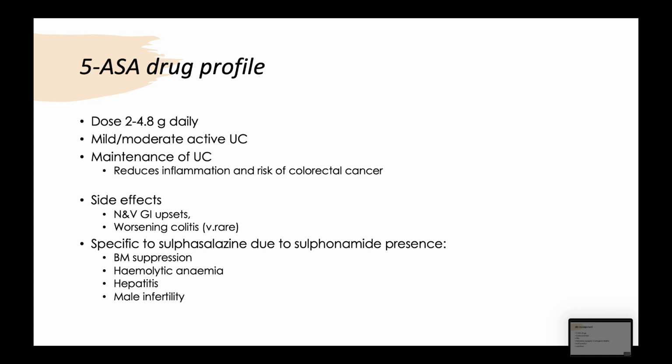This is by reducing the inflammation, and that also decreases the risk of colorectal cancer. Side effects include nausea, vomiting, as well as other types of GI upsets. It's very rare, but it can actually worsen the colitis. And the following is more specific to sulfasalazine due to the sulfonamide's presence, which includes bone marrow suppression, hemolytic anemia, hepatitis, as well as male infertility.